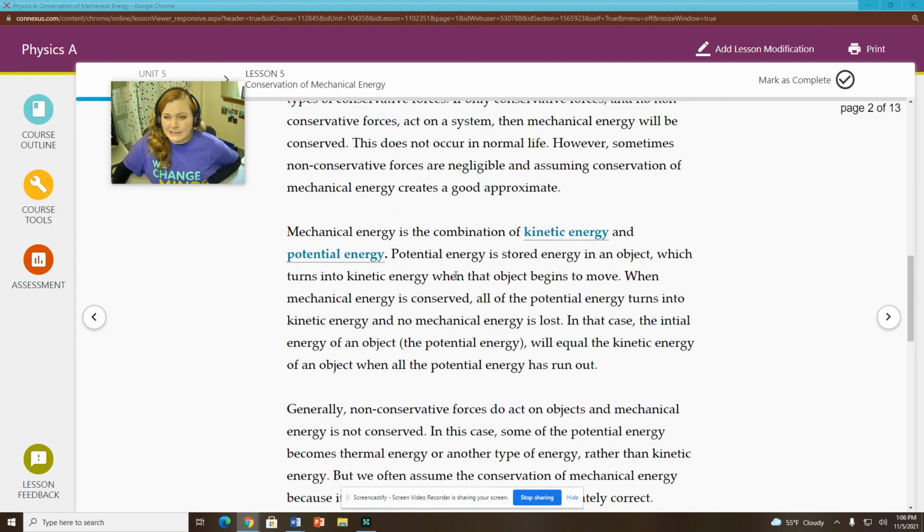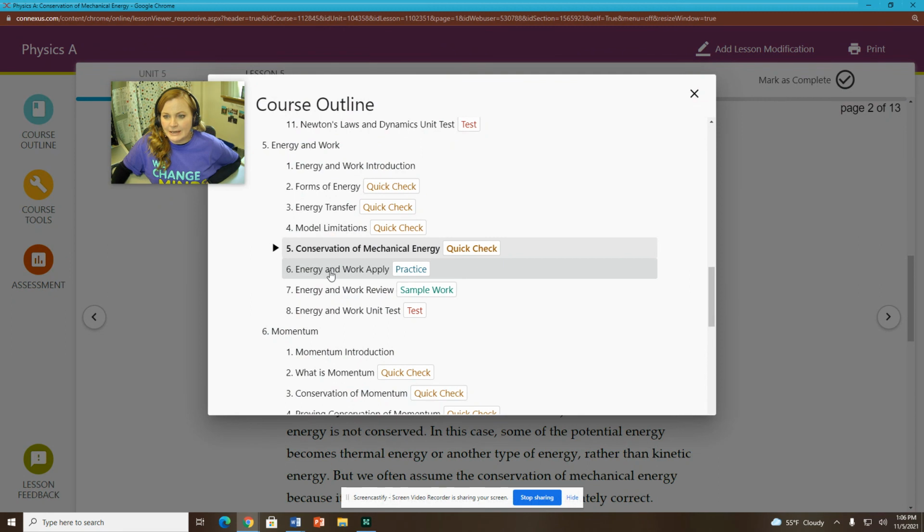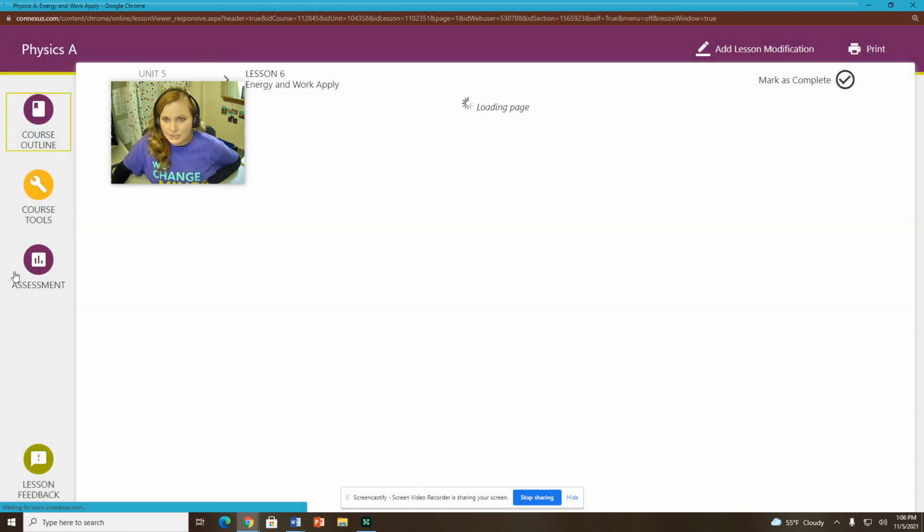In this lesson, they talk specifically about a pendulum and how to determine what factors are affecting the period of the pendulum. I don't want to go into detail on that one, so I'm going to go to lesson 6, which is energy and work applied.